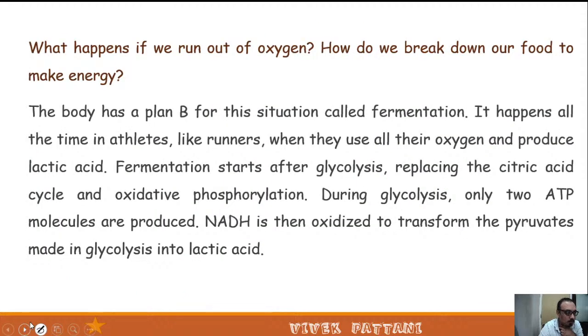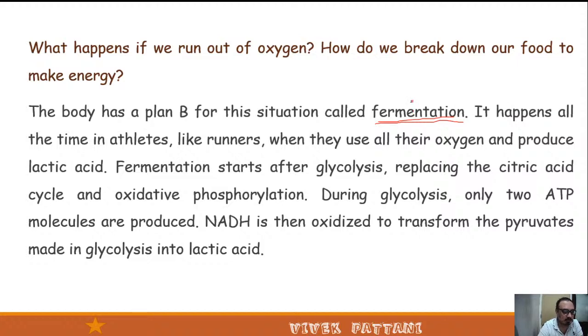So what happens if we run out of oxygen? How do we break down food to make energy? The body has a plan B for this situation, called fermentation. It happens all the time in athletes and runners, when they use up all their oxygen and produce lactic acid.